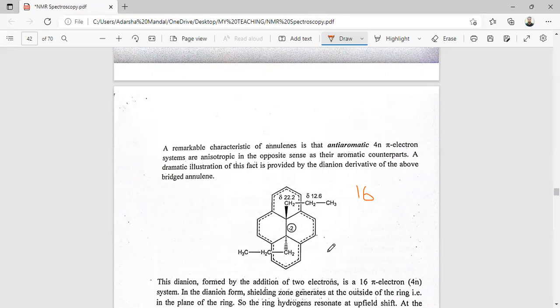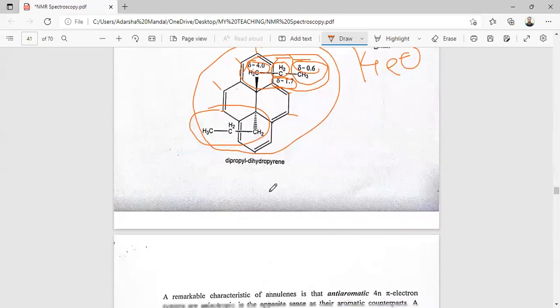So this is the anti-aromatic molecule. Here the propyl group hydrogens are in the strong deshielding zone. So here the chemical shift is the most deshielded, with values 2.2, 22.2 and 12.6. So this is the opposite of the previous case.